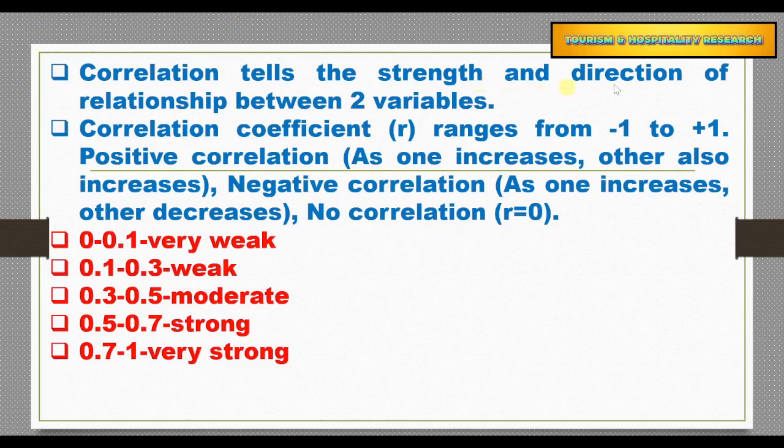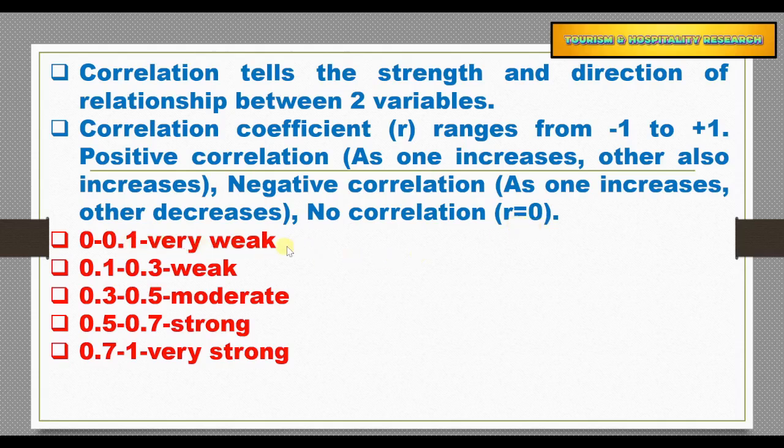Correlation tells the strength and direction of relationship between two variables. Correlation coefficient, denoted by r, ranges from -1 to +1. Positive correlation means as one variable increases, the other also increases. Negative correlation means as one increases, the other will decrease. And if there is no correlation, then the value of r is 0.